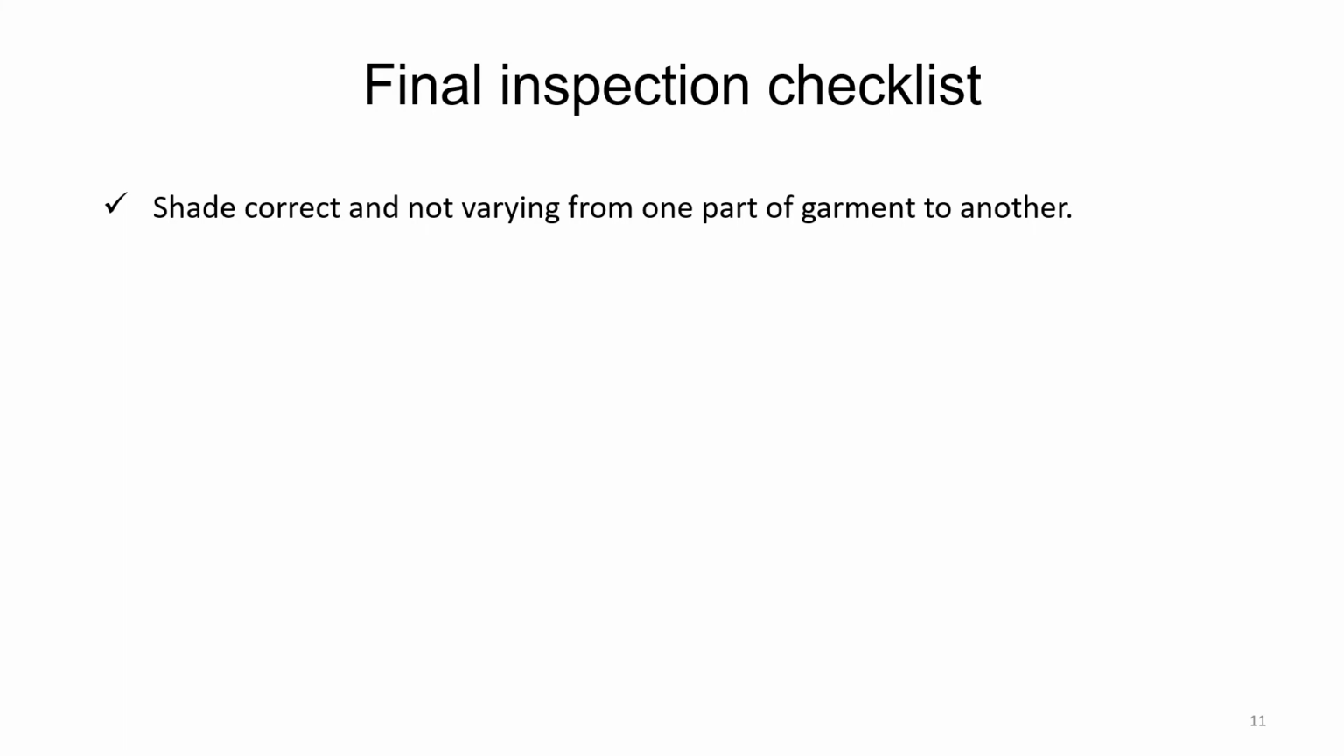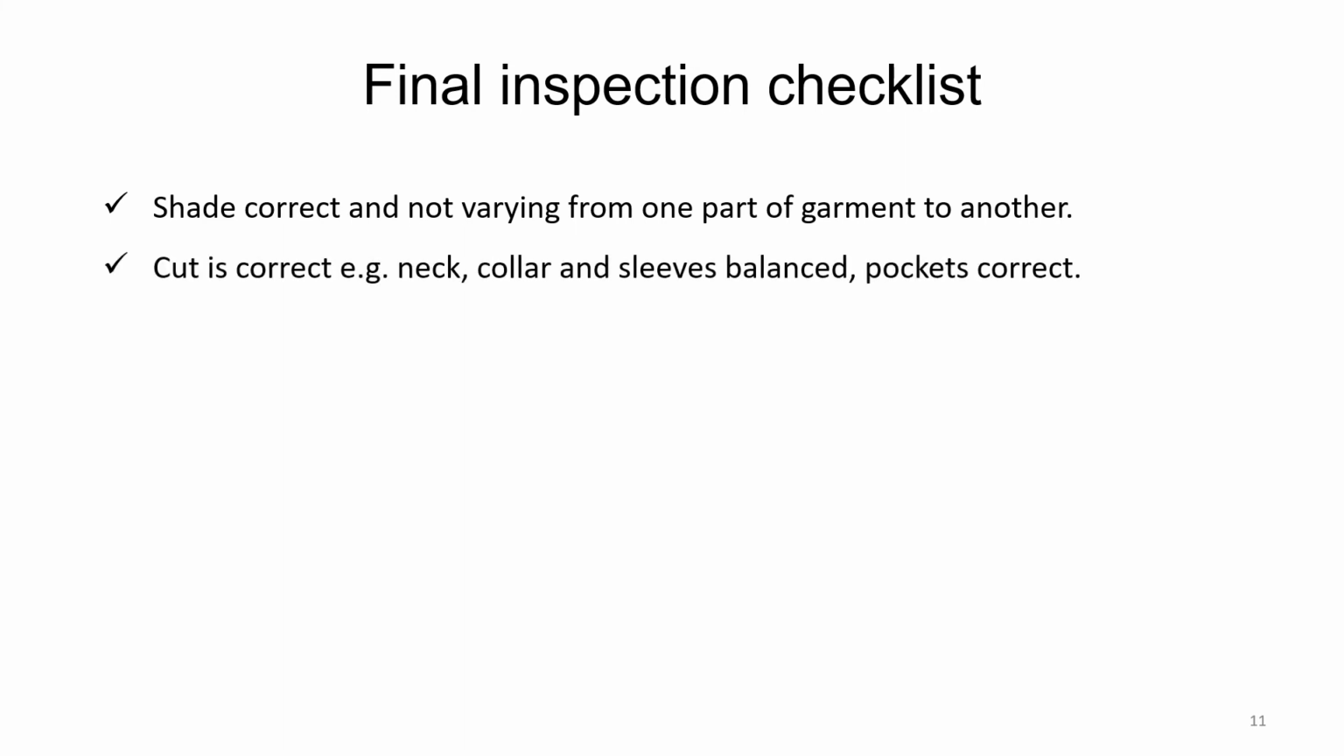So there are many things that have to be checked. Just a few of them have been listed here. One is that the shade should be correct. So you pick up the garment and you look at the shade which has been approved by the buyer. So you match them. And if they are correct, you put a tick mark on the first checkbox. Second is the garments. Let's say there are 2000 garments in one order. So all those 2000 garments, their shade should be the same. It should not be varying. That cannot happen.